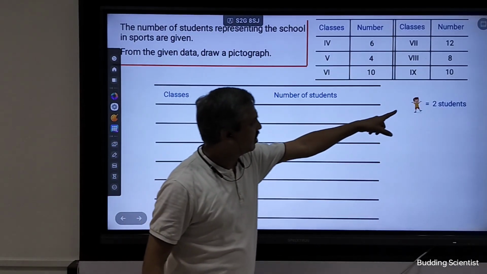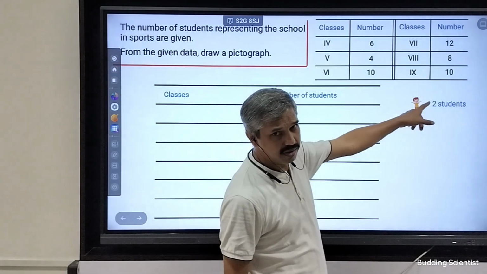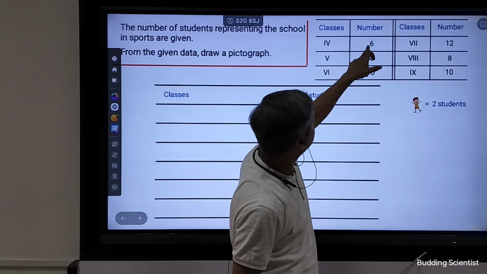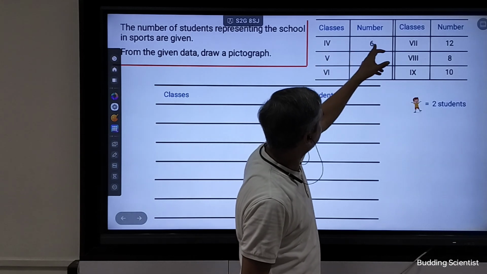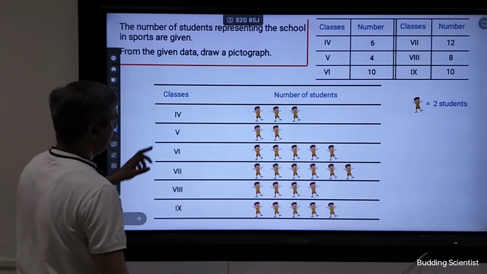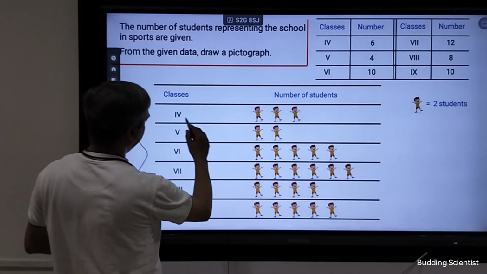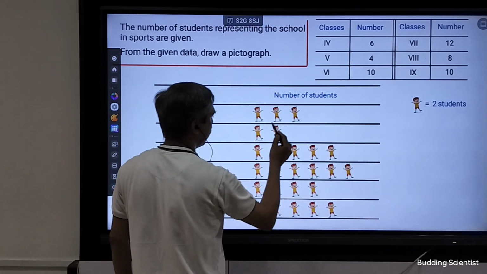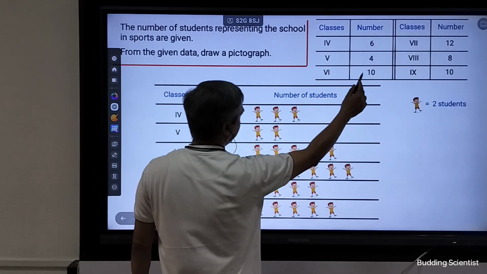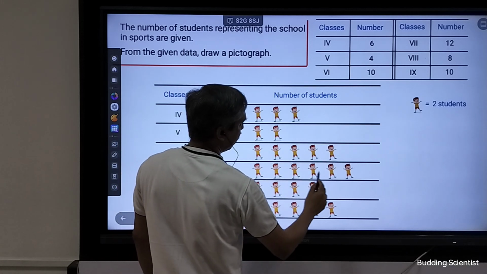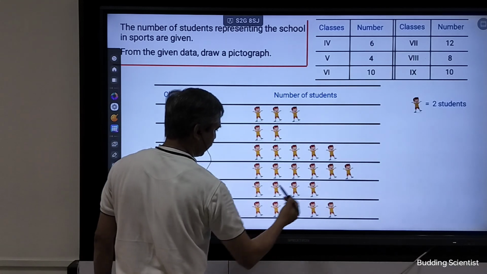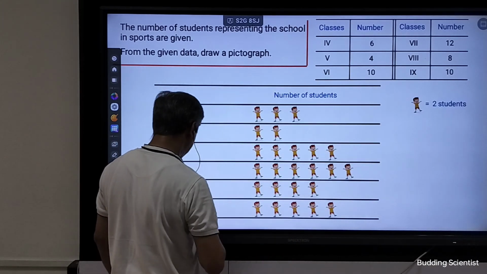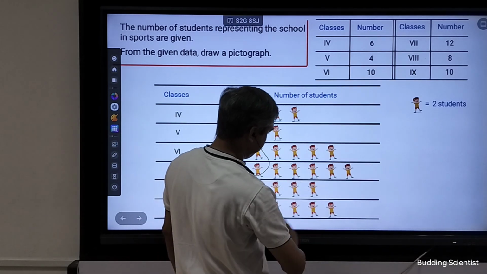If two students are represented by this image, then there are 6 students from grade 4, so we should have 3. Grade 4, 5, 6, 7. We have 3 here. Why 3 images? Because one image is 2 students, 6 students. 4 students, so we have 2. 10 students, 1, 2, 3, 4, 5. 12, 6. Then for 8 we have 8 students, so 4 images. And for 9 we have 10 students, so we have 10 images.